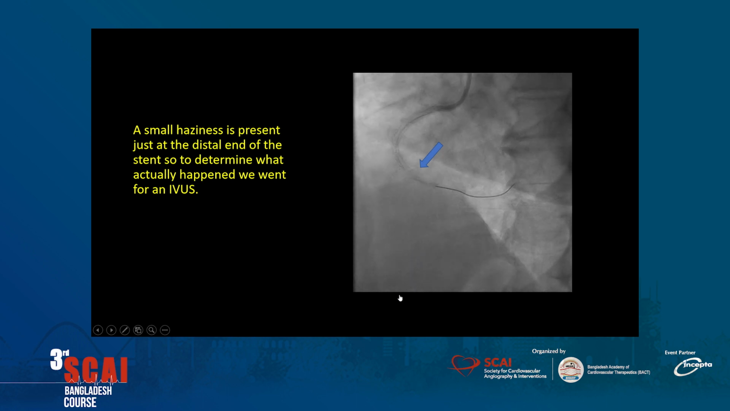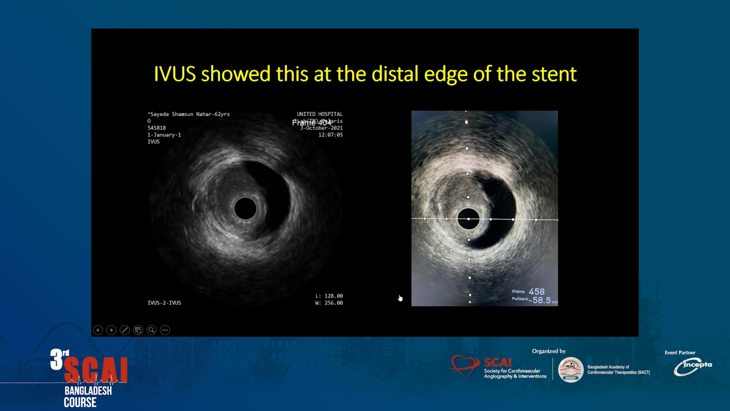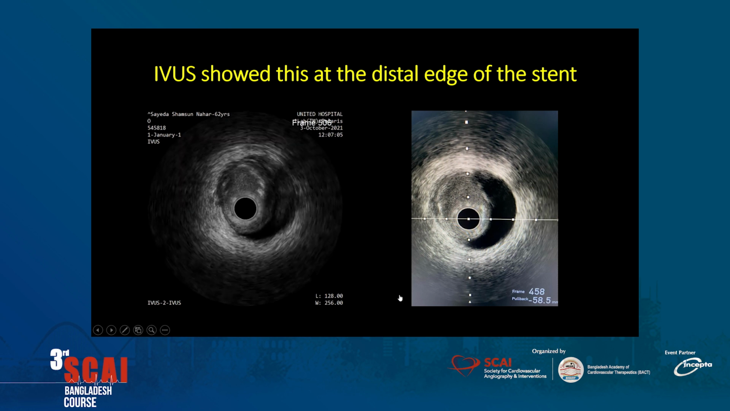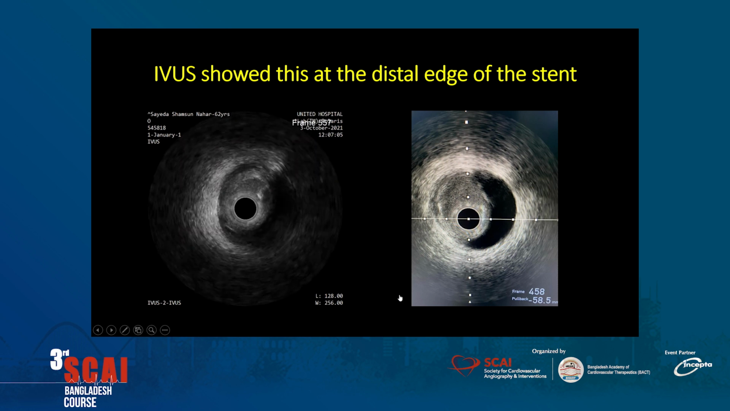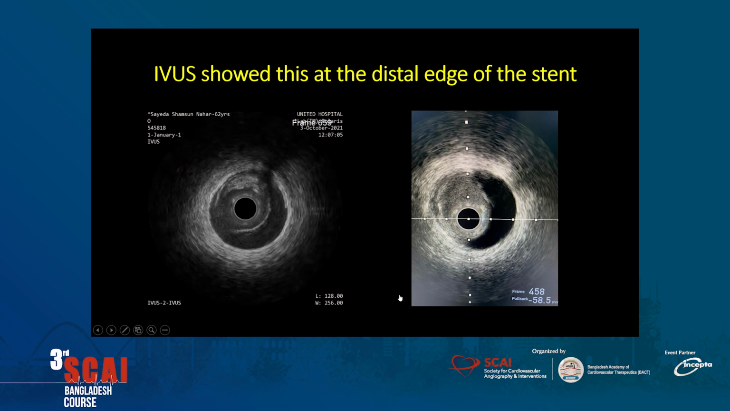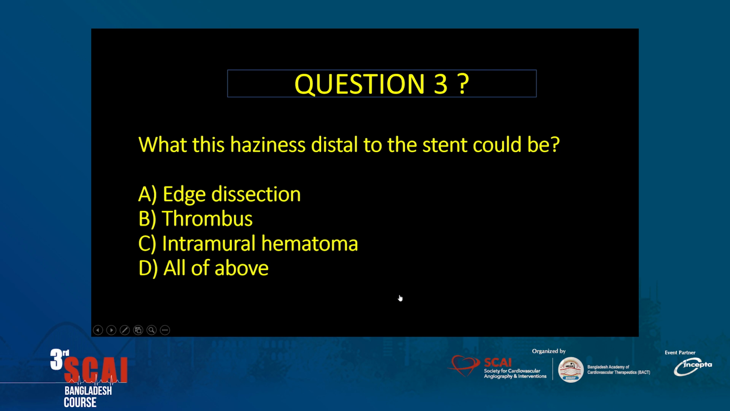So we went for IVUS. And IVUS showed this at the distal edge of the stent. You can see the black portion in the media, crescentic, like a moon. So my question to the fellows, question 3: what could this haziness distal to the stent be? Is it edge dissection, is it thrombus, is it intramural hematoma, or all of the above?